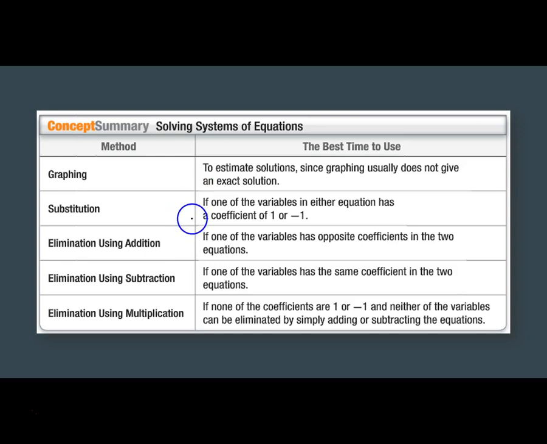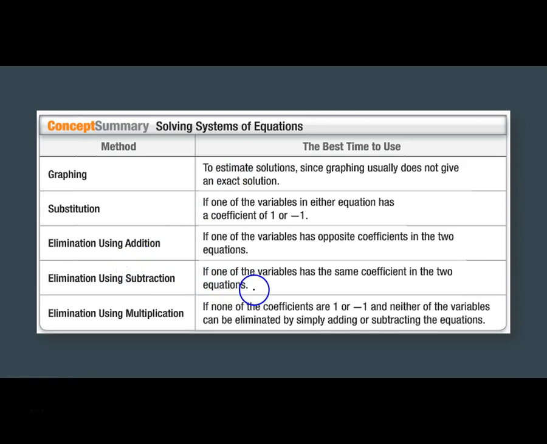Substitution. We want to use substitution if one of the variables in either equation has a coefficient of 1 or -1. Best times to use substitution. Elimination with addition. If one of the variables has opposite coefficients in the two equations, we just add them up and one of the variables goes away.